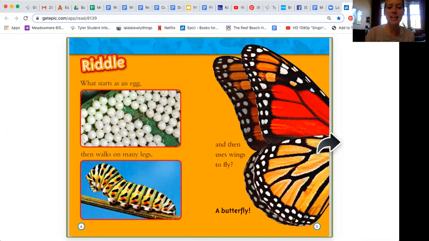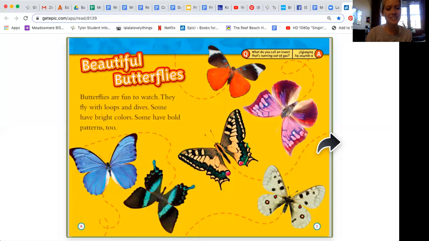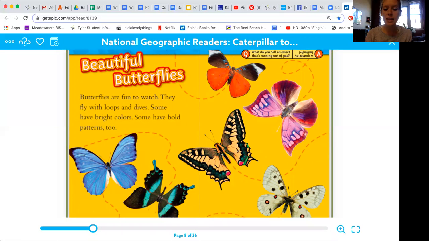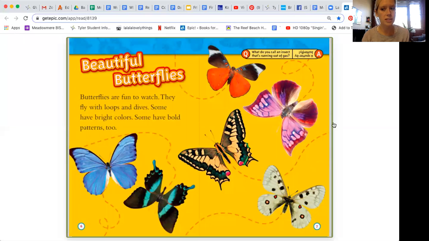What starts as an egg, then walks on many legs, and then uses wings to fly? A butterfly. Beautiful butterflies. Butterflies are fun to watch. They fly with loops and dives. Some have bright colors. Some have bold patterns too. So think, have you ever seen one of these types of butterflies? We'll get to the one that we see most likely in Missouri in a little bit. Remember, we live in Missouri. Grandview is in Missouri.